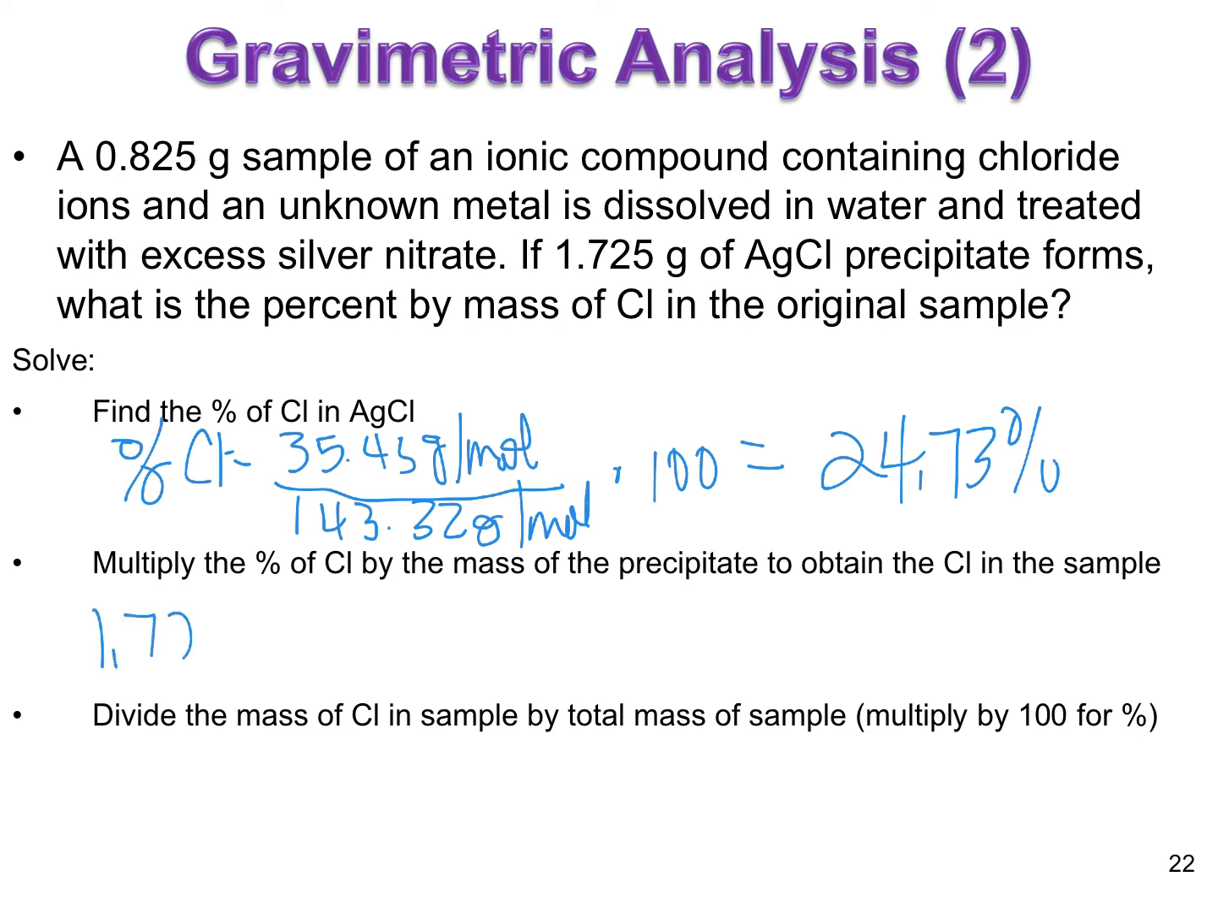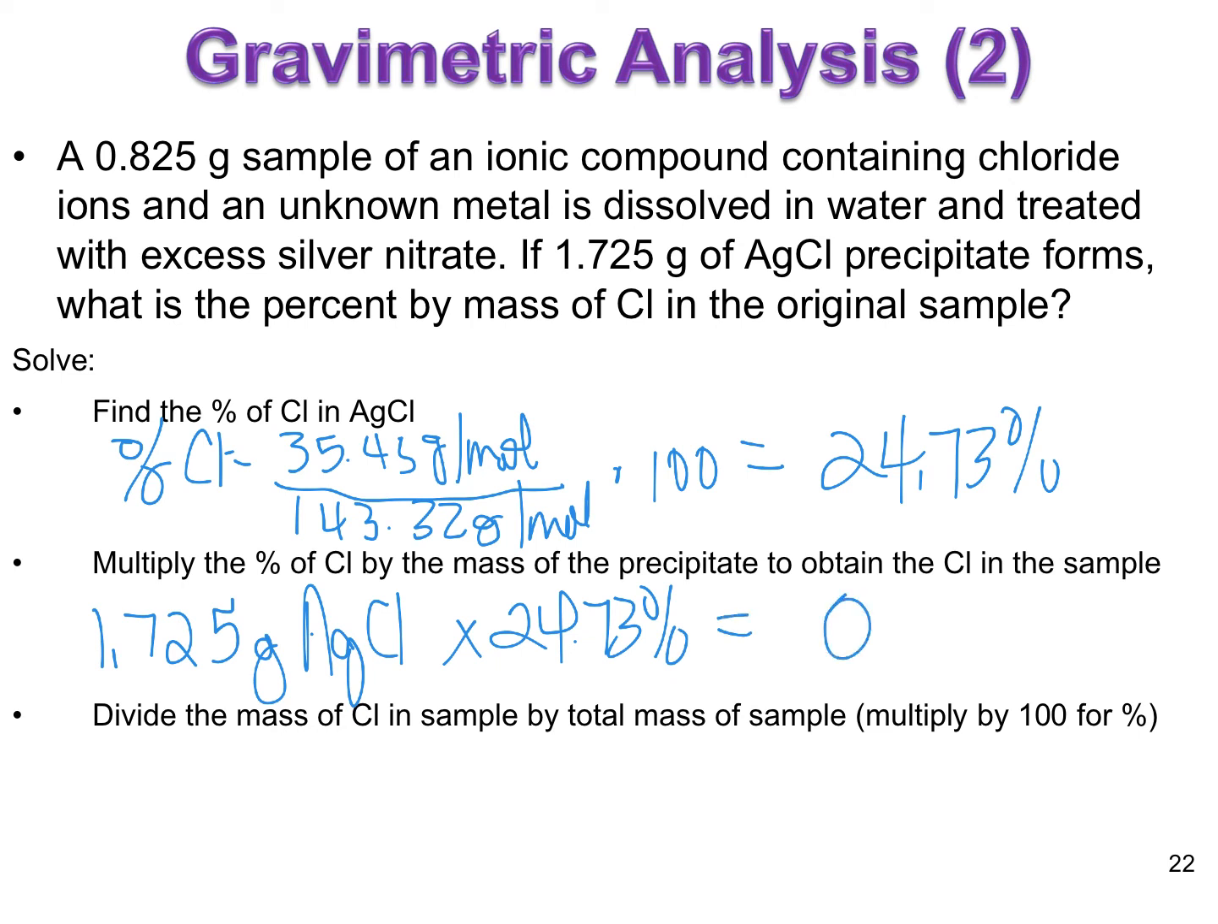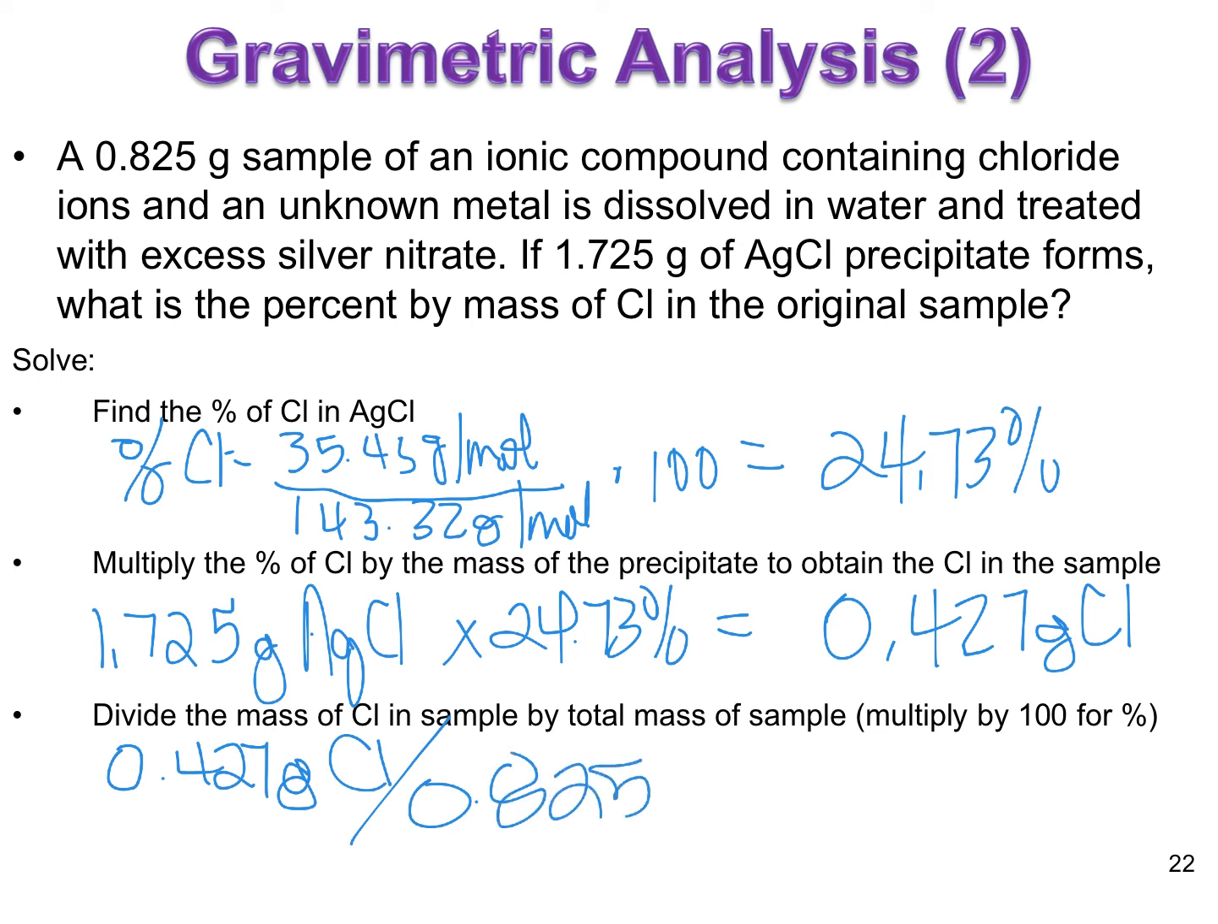Multiplying 1.725 grams of silver chloride by 24.73% yields 0.427 grams of chlorine in the sample. 0.427 grams chlorine divided by 0.825 grams of the sample times 100 gives 51.7% chlorine in the original sample.